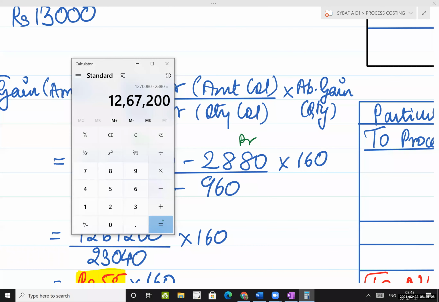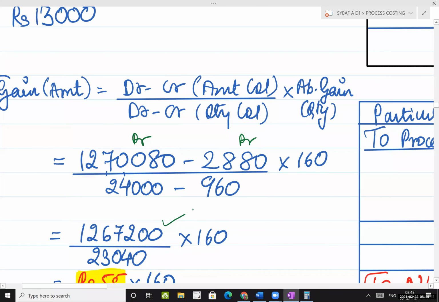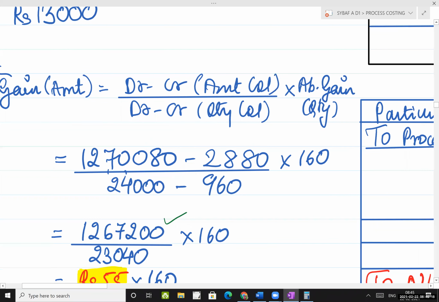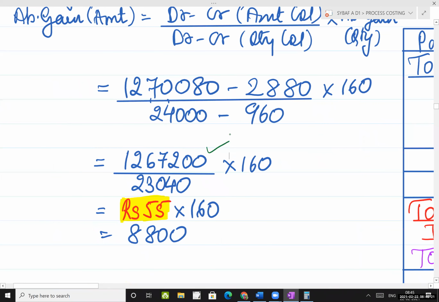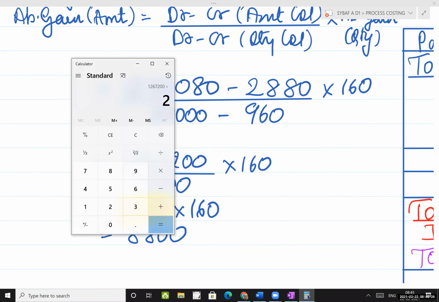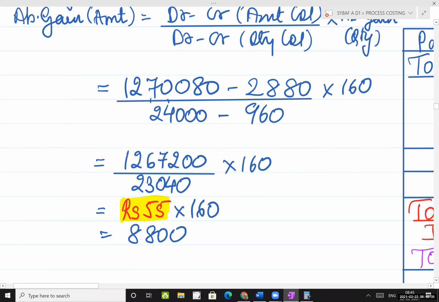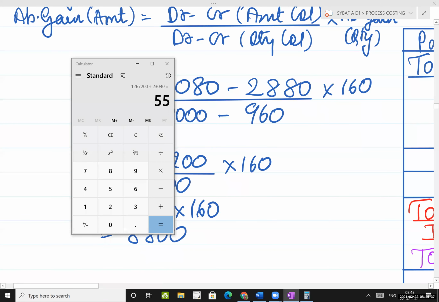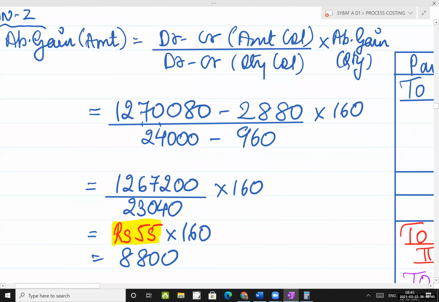So the answer is 12,67,200, divided by debit side quantity 24,000 and credit side quantity 960. Solve both. 12,67,200 divided by 23,040. So 55 is my cost price. Okay, highlight it, multiplied by 160. So 8,800 is my answer.